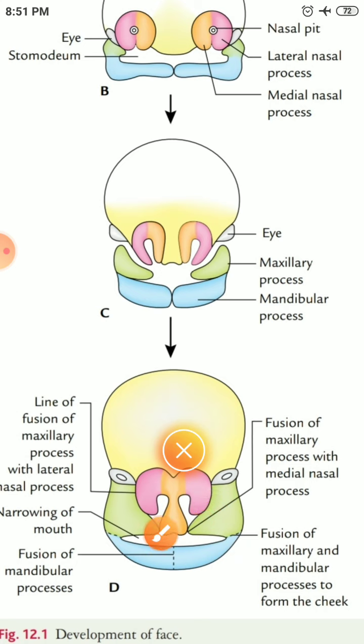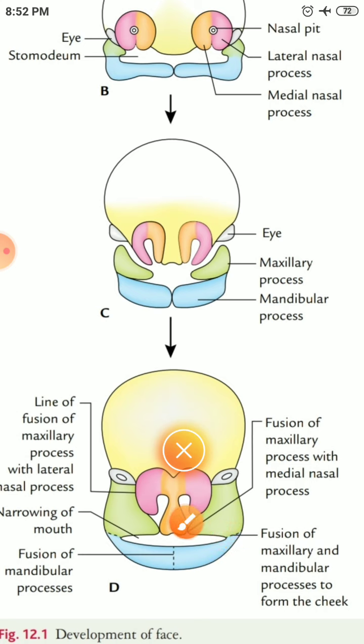So this narrows down the mouth, which in turn causes fusion of the maxillary and mandibular processes, which forms the cheek. Is it clear? Fine. The developing eyes are here. You can see here the fusion of the maxillary and mandibular processes.